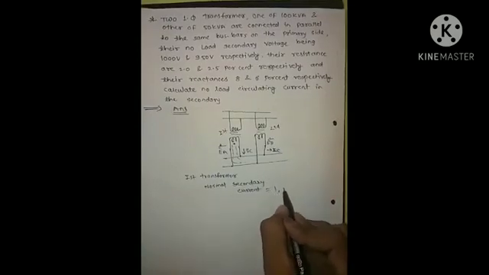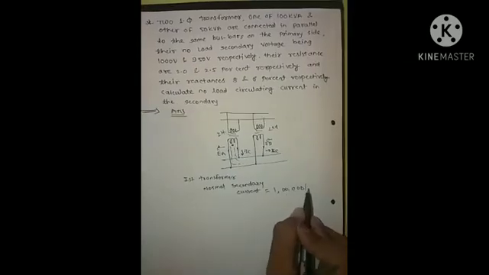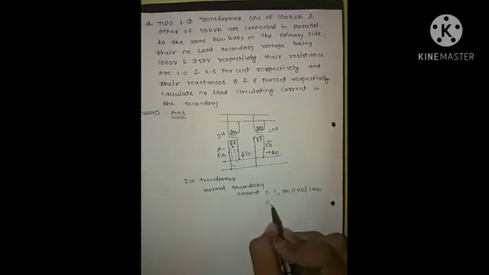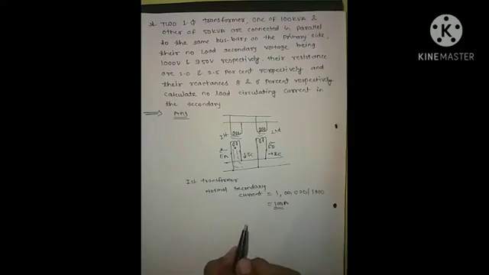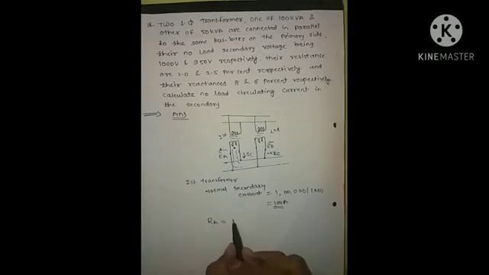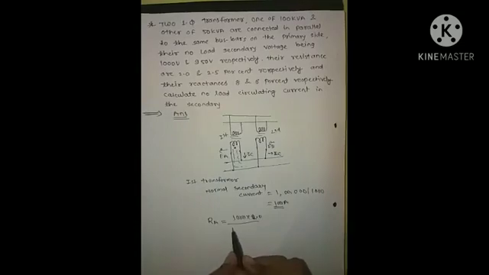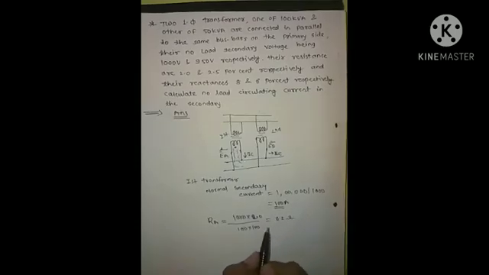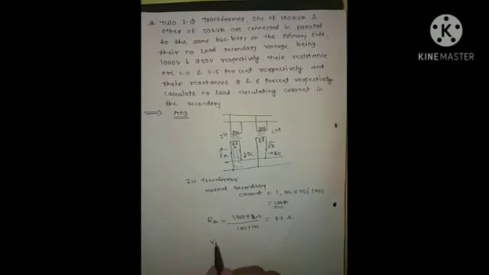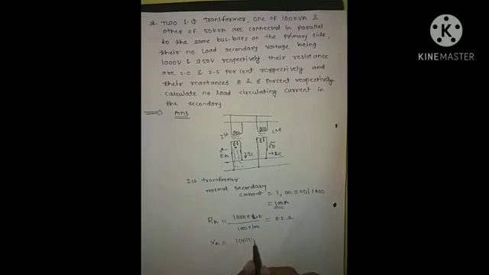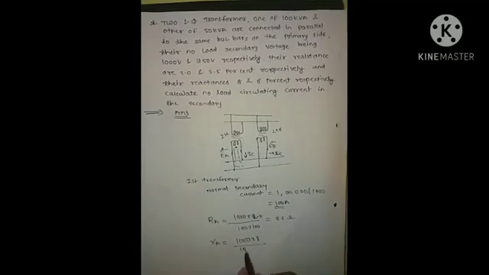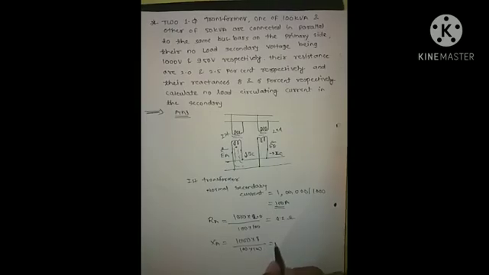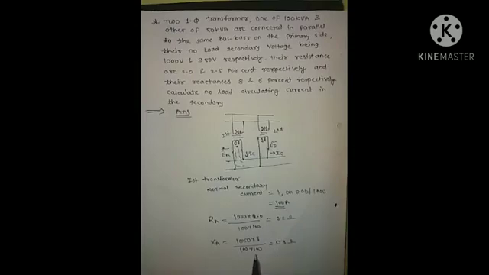For the first transformer, the normal secondary current equals 100,000 divided by 1000, which is 100 ampere. After that we calculate RA, which equals 1000 into 2 upon 100 into 100, so the answer is 2 ohm. Then XA equals 1000 into 8 divided by 100 into 100, and we find that XA is 8 ohm.